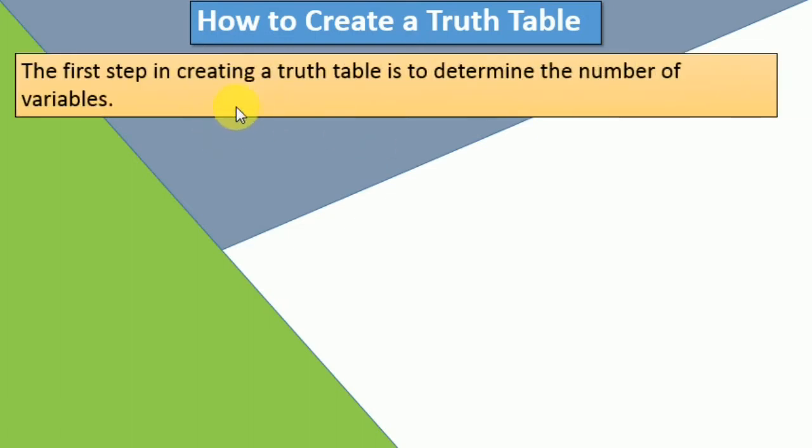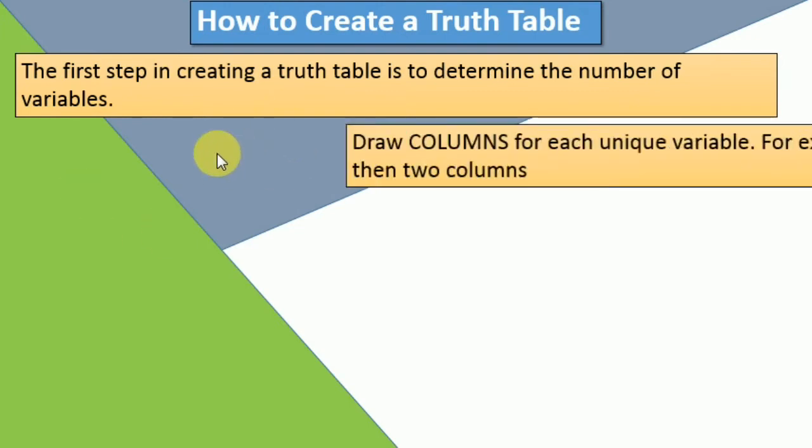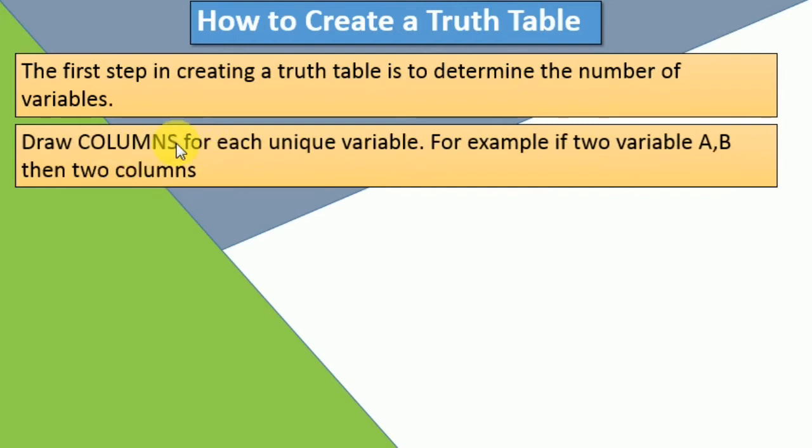The first step in creating a truth table is to determine the number of variables. How many variables are there? Are there 2 variables? Are there 3 variables? Are there 4 variables? First we need to find that out. Next is to draw the columns for each unique variable. If there are 2 variables, 2 columns. If there are 3, then 3 columns. If there are 4, then 4 columns.